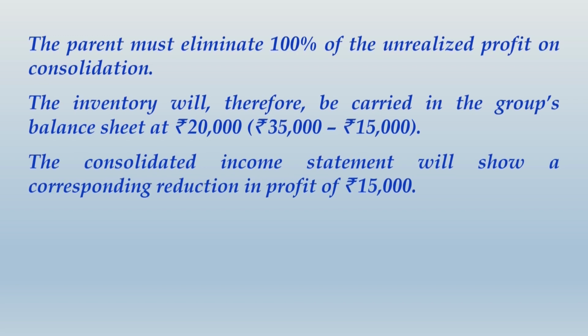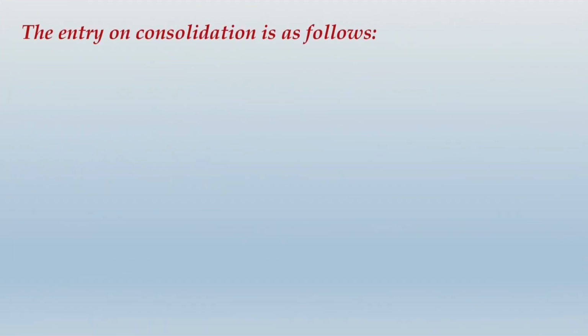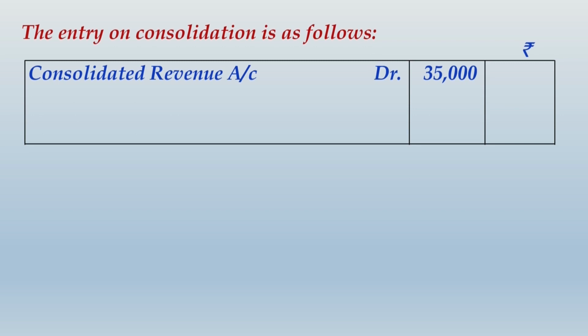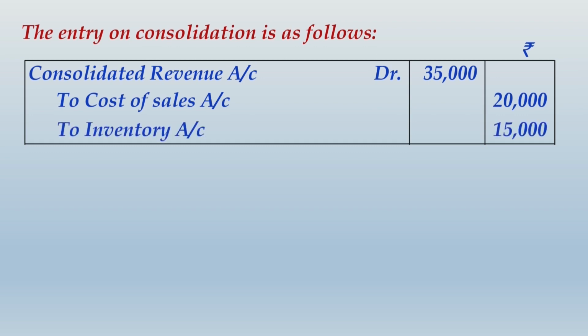Alright, after writing this description, let us move ahead and write up that entry. So the entry on consolidation is as follows. What you will do is, the consolidated revenue will get reduced by 35,000. So consolidated revenue account debit 35,000. The cost of goods sold will be reduced by 20,000. So to cost of sales 20,000, and then you are also going to reduce the inventory by that unrealized profit amount of 15,000. So to inventory 15,000.